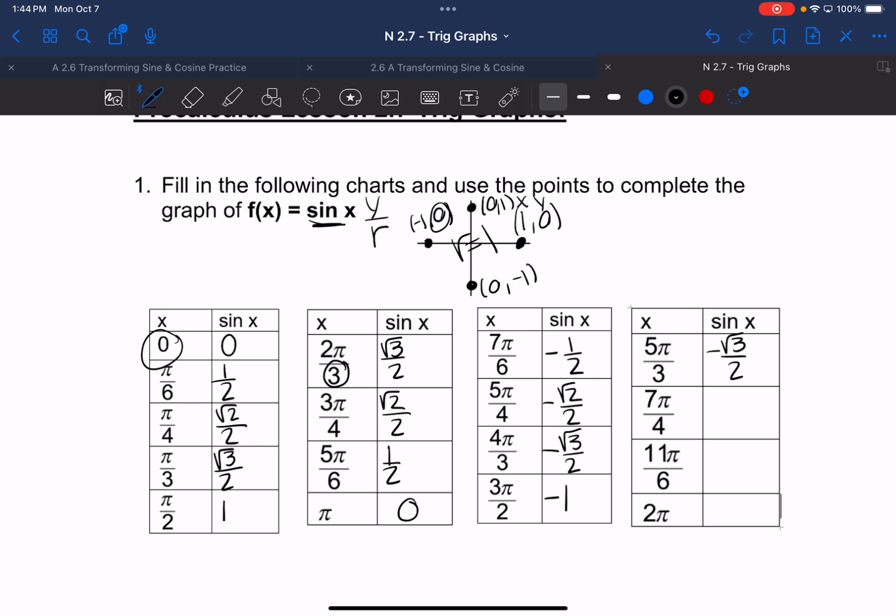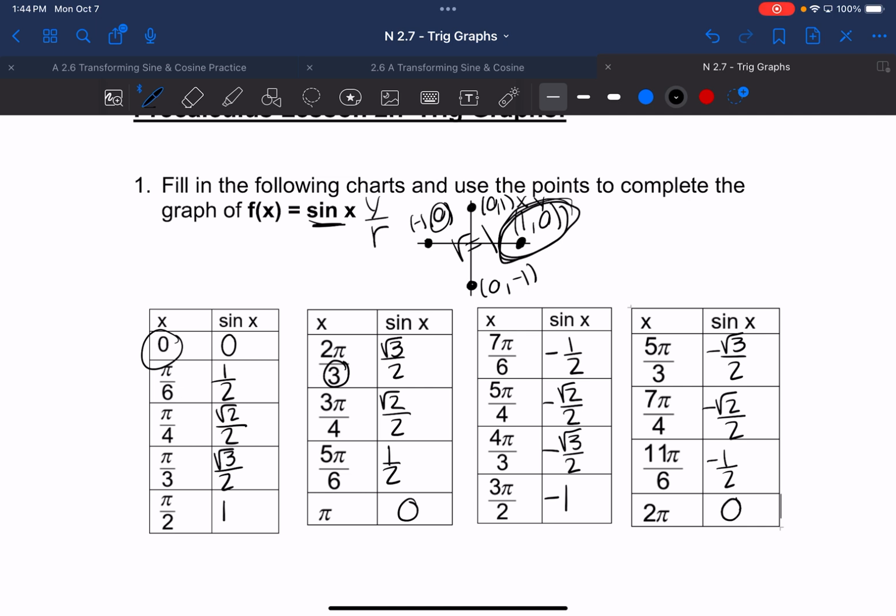Okay? 7 pi fourths, what's that one going to be? So this is negative root 2 over 2. And 11 pi sixths will be negative 1/2. All right, and then lastly, we've got 2 pi, which actually is back at this point, right? This one I just circled right there. So it's 0.